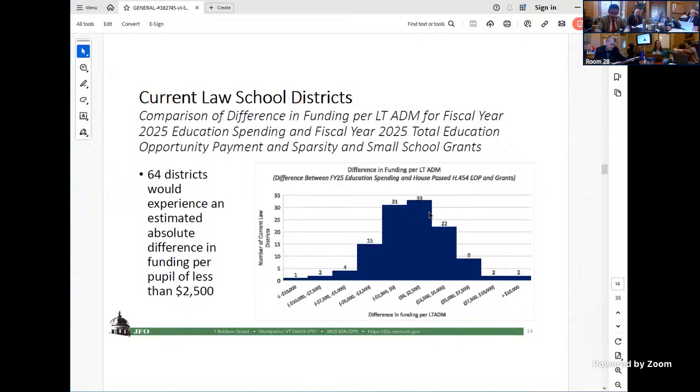So one thing I was curious about while working on the analysis is how big of a swing districts would be seeing. Based off of these bins, how many districts would experience an estimated change of no more than 2,500? So either they decrease by 2,499 or they increase up to 2,499. And we see that there are 64 districts that would see an estimated absolute difference of less than 2,500 under the current law districts.